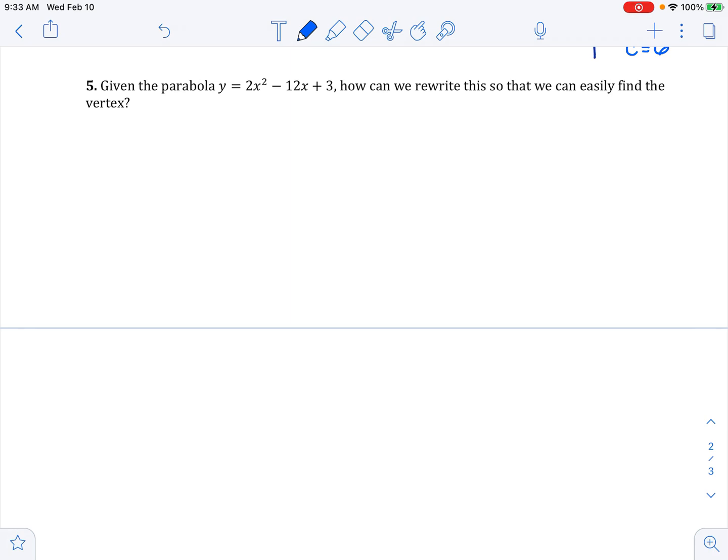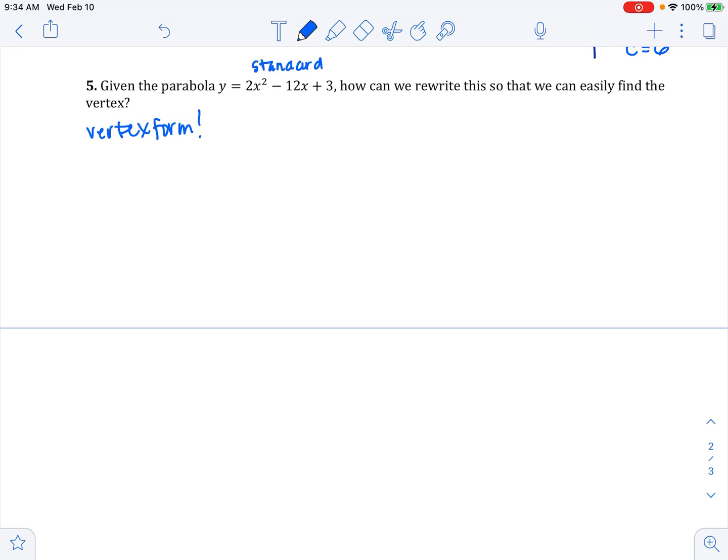All right, the very last problem is actually a look into the next section. So it says, given the parabola y equals 2x squared minus 12x plus 3, how can we rewrite this easily to find the vertex? So this is standard form. And if we write it in vertex form, we'll easily be able to tell what the vertex is. So I want to remind you of how to do this, just so that when we do it tomorrow, it's not that big of a deal.